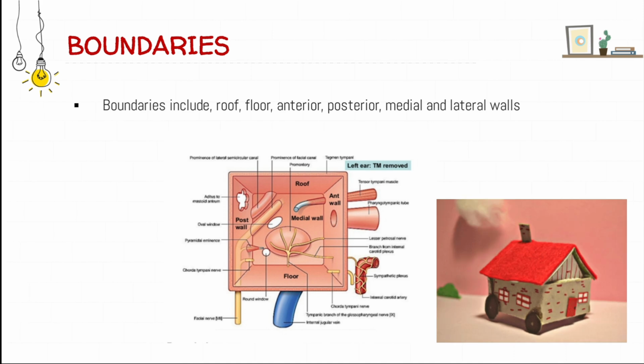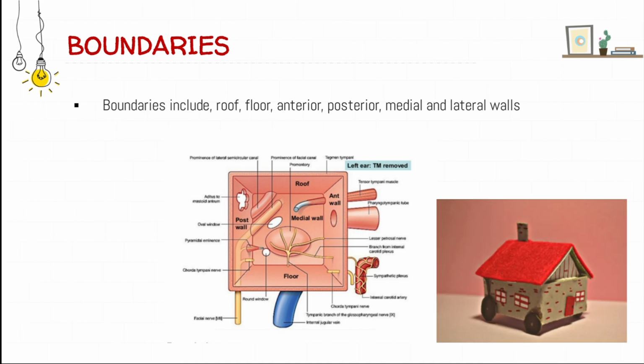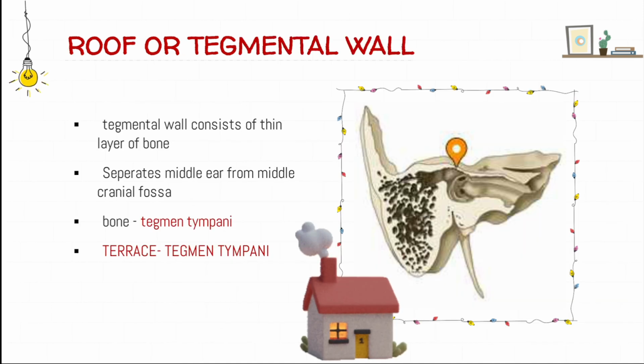Boundaries. In order to easily remember, I have made a mnemonic which is related to a house. So middle ear has got a roof, floor, anterior, posterior, medial, and lateral walls. Consider it as a cube, and it's in the shape of a house that you're going to build. We'll start off with the roof.